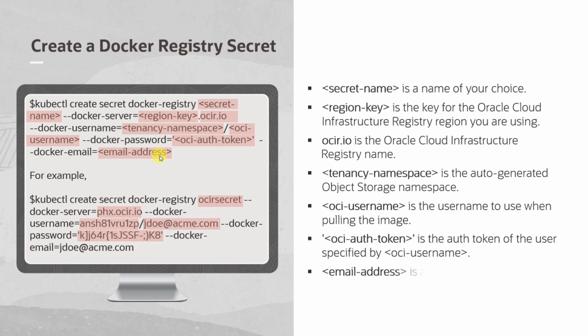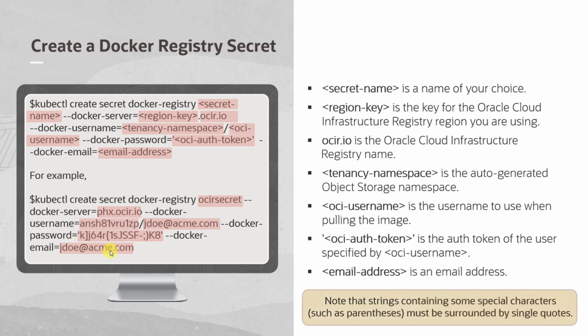And lastly, you specify the email address for your Docker email as given in the example. And let me reiterate that some strings containing special characters such as parentheses must be surrounded by single quotes. Basically, it's the auth token that may have such special characters.